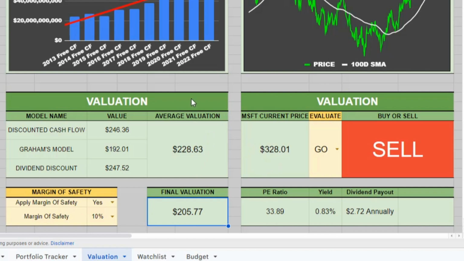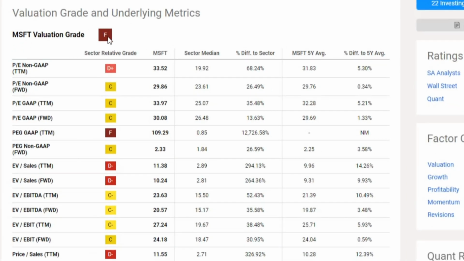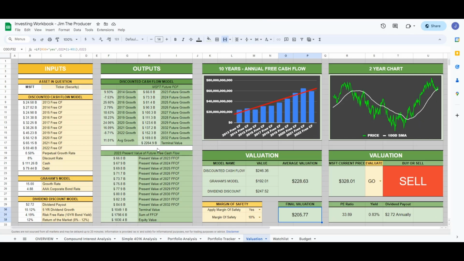And if you recall, going back over to Seeking Alpha's valuation page, they valued Microsoft as an F, meaning pretty much the lowest valuation, but that's only taking a few things into account. It's not taking into account that this company's future growth opportunities are enormous. Microsoft is in a lot of different sectors, especially the AI sector, which is expected to grow rapidly over the next 10 years.